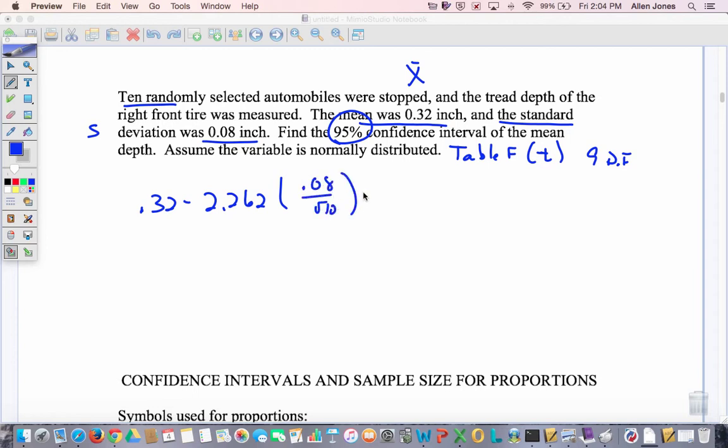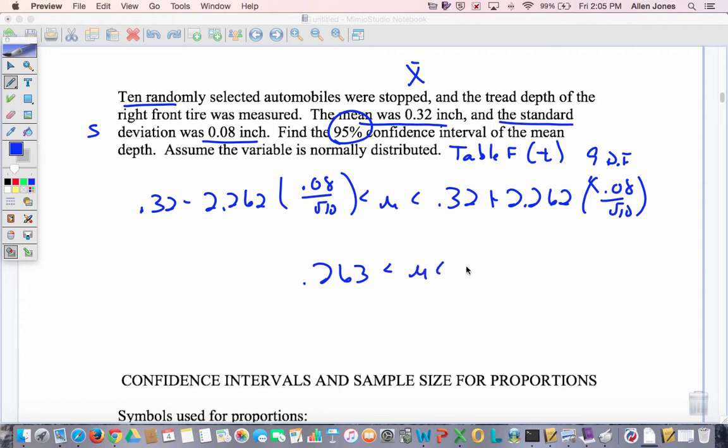Our standard deviation is 0.08, and our sample size is 10. We'll make our calculation over here, 0.32 plus or minus 2.262 times 0.08 over the square root of 10. And that gets us 0.263 to 0.377. So again, we're still constructing confidence intervals. The difference that we're looking for with our mean is whether we know the population standard deviation or the sample standard deviation. Population standard deviation, table E or a z-score. Sample standard deviation, table F or a t-score. That's the difference between these two types of problems.